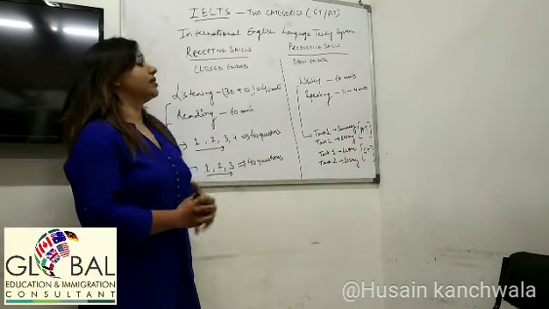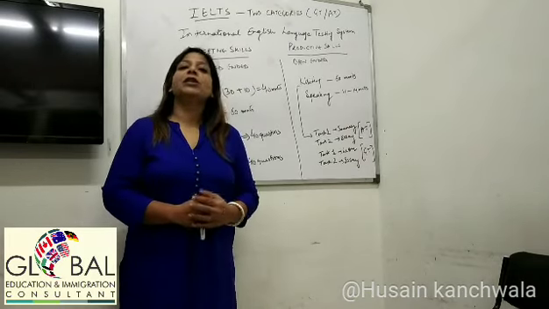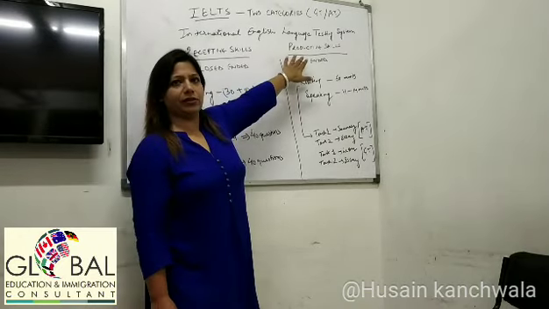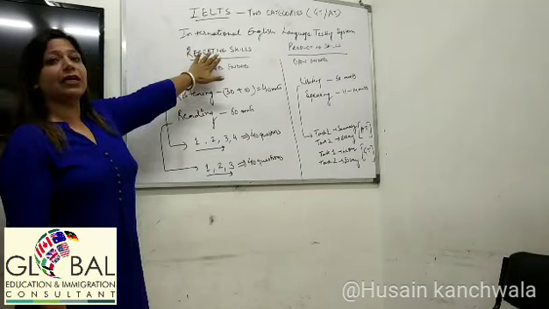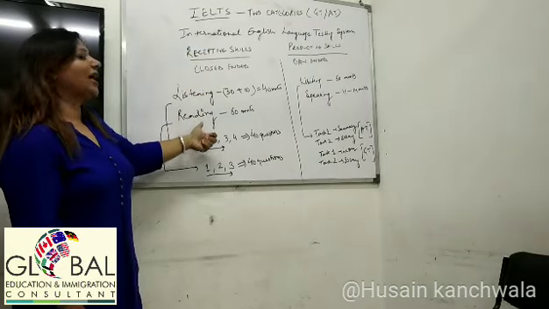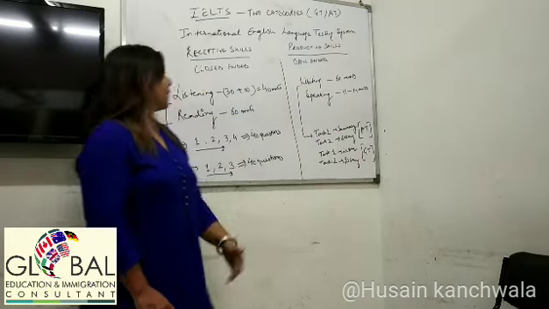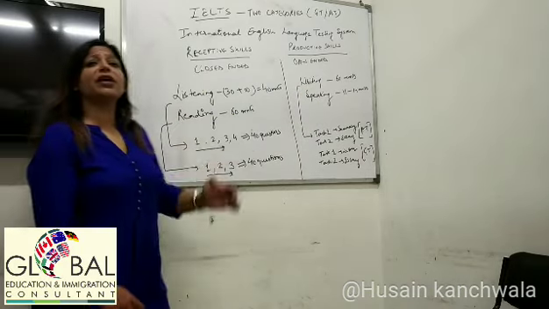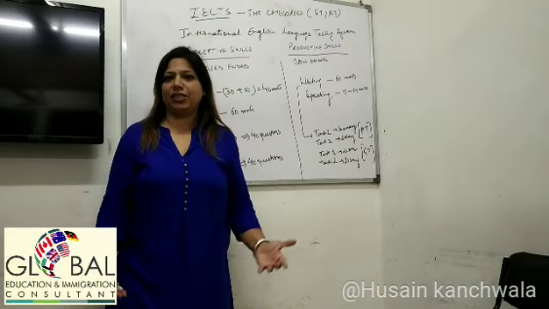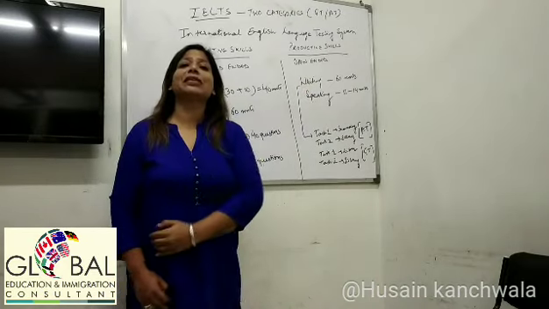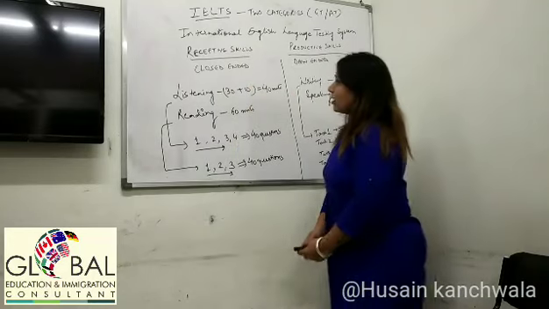So, in IELTS, a candidate is judged by two skills. One is the receptive skills and the other one is the productive skills. The receptive skills include listening and reading, and the productive skills include writing and speaking. Listening and reading are also known as closed-ended sections, and at the same time, writing and speaking are also known as the open-ended sections.